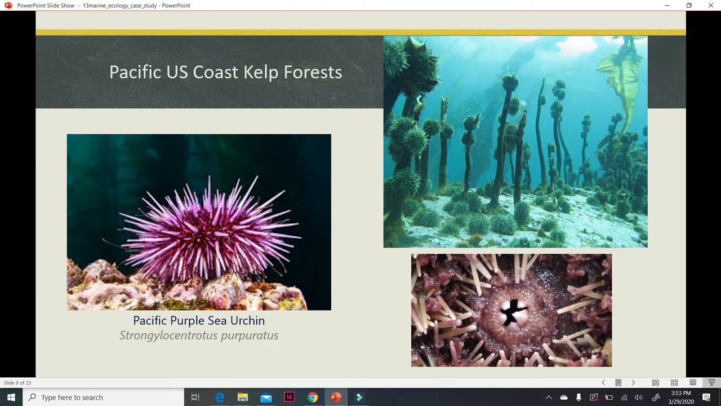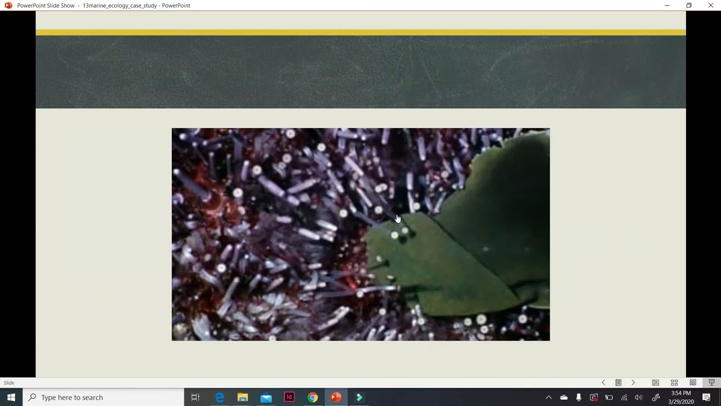And if they go unchecked, they will eat kelp down to where it completely disappears. When you have a large number of sea urchins, they'll eat all of the kelp. And when you see something like this, it's called an urchin barren because they've eaten away all of the kelp. So let's go ahead and take a look at what it looks like when they start to eat things.